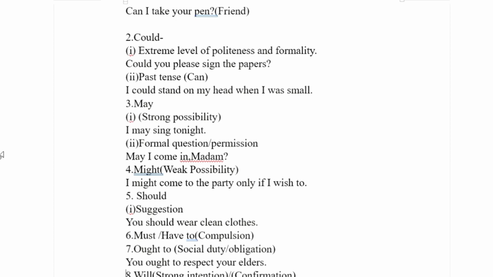Next, the second usage of could is that it is the past tense of can. So, I could stand on my head when I was small. Here we are actually using the past form of can. I told you there are two words which show extreme politeness: one is could, one is would.